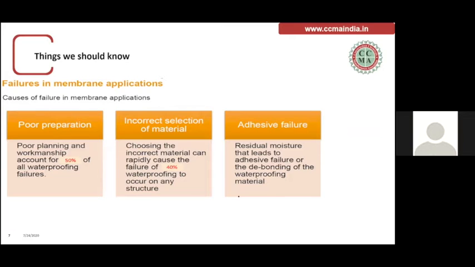What exactly the data says is that 50% of waterproofing fails. Why? Because the surface is not properly prepared. Then incorrect material selection, which has 40% of the role. And third is the moisture in the substrate, where the waterproofing we are doing has adhesion problems. So we have to get rid of all three issues: the right product, a properly prepared surface, and a proper application combine for a successful waterproofing application.